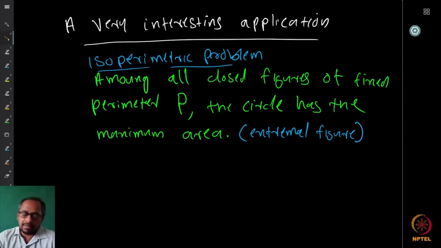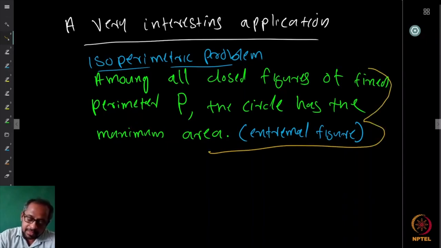This is this well-known result that, if you take all closed curves, like triangles or squares or hexagons, polygons, or all kinds of shapes with a fixed perimeter, the length of the boundary being the same, then out of which some particular figure has the largest area. We know that from school time, it is a circle, right? Circle maximizes the area. And this is called the isoperimetric problem. So the isoperimetric problem says that among all closed figures of fixed perimeter P, the circle has the maximum area. Or we call the circle the extremal figure.